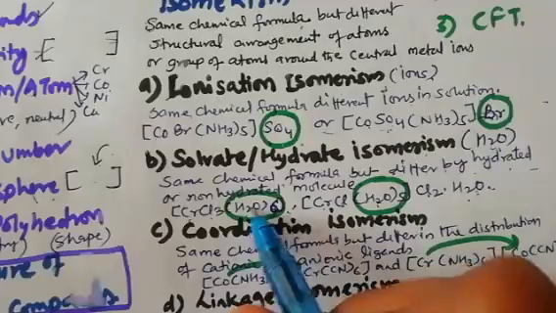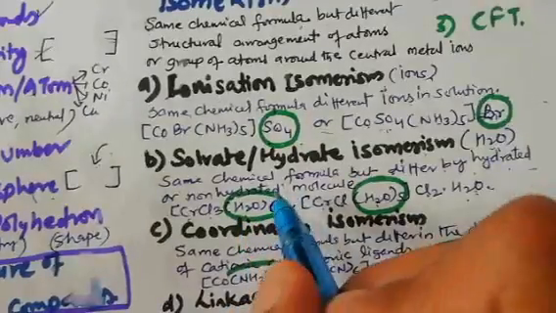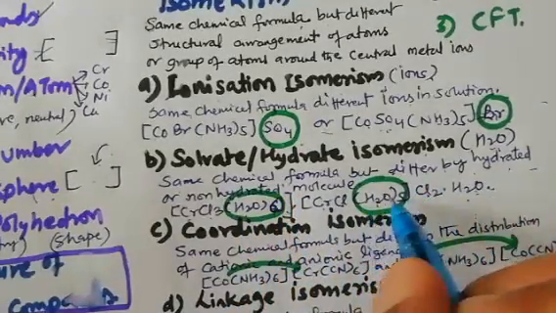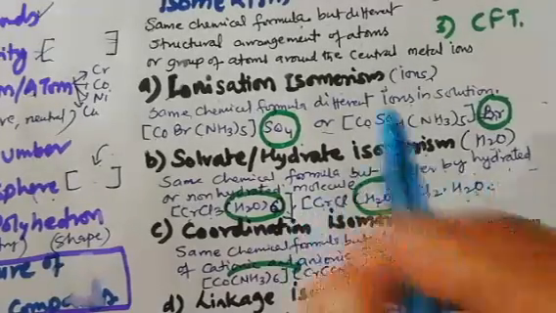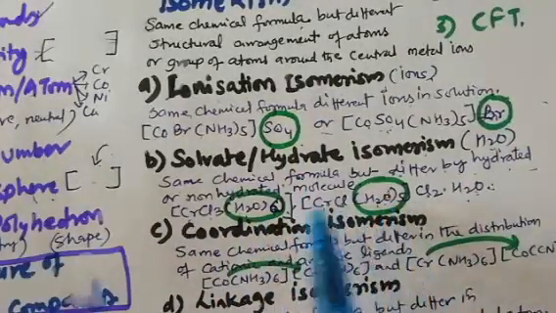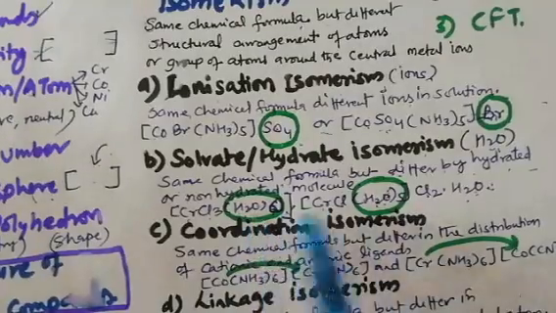Here you can see all 6 hydrated water is inside the coordination sphere, whereas here 5 is inside the coordination sphere and 1 is outside the coordination sphere. So in that way, the formula is the same, but the number of hydrated waters is different.